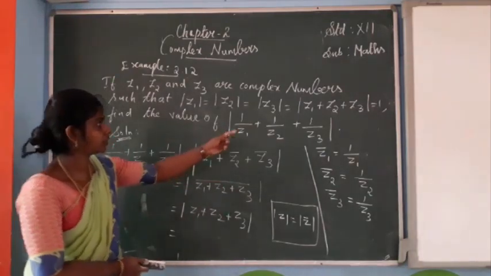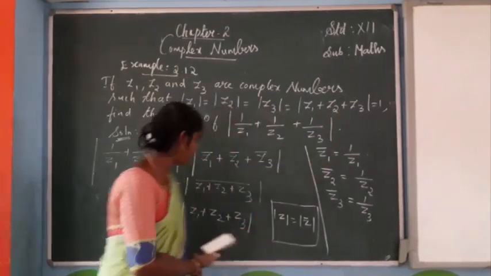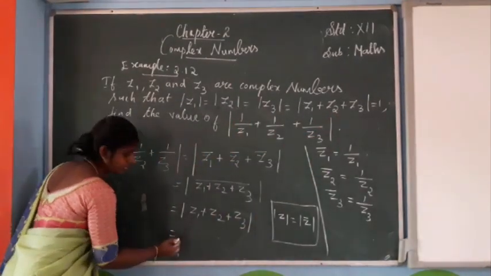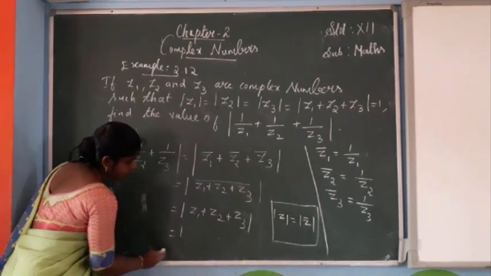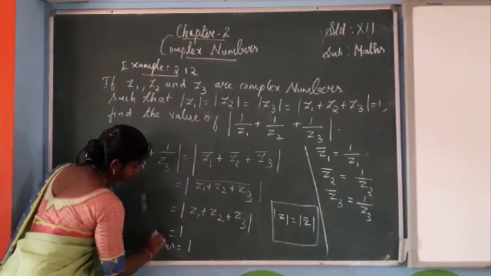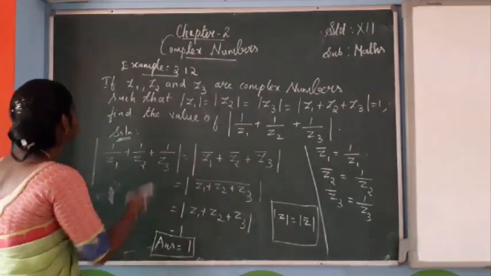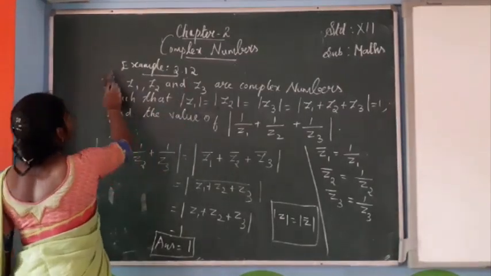The value is given in the question. Modulus of Z1 + Z2 + Z3 is equal to 1. That's equal to, the value is 1. So this is the answer. So the answer is equal to 1. Move to the next question.